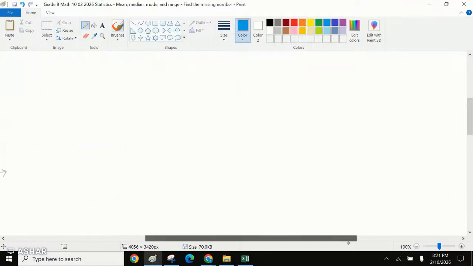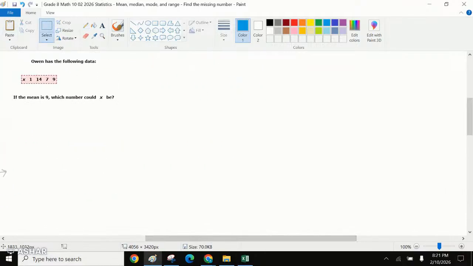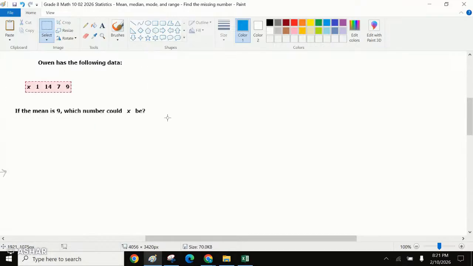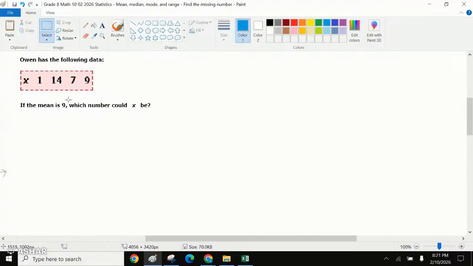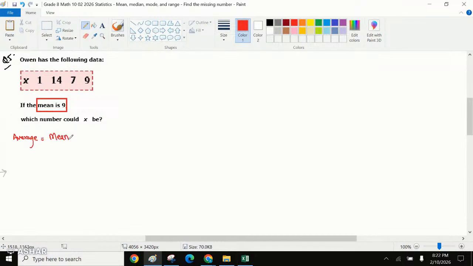For question number 6, sorry, just a moment, please. Let me rearrange. If these are the values given to Owen, and the question says the mean is 9, which number could be X? Okay, this is our question number 5, let's suppose. So we know that the mean given is 9, and we know that average or mean is the same thing.